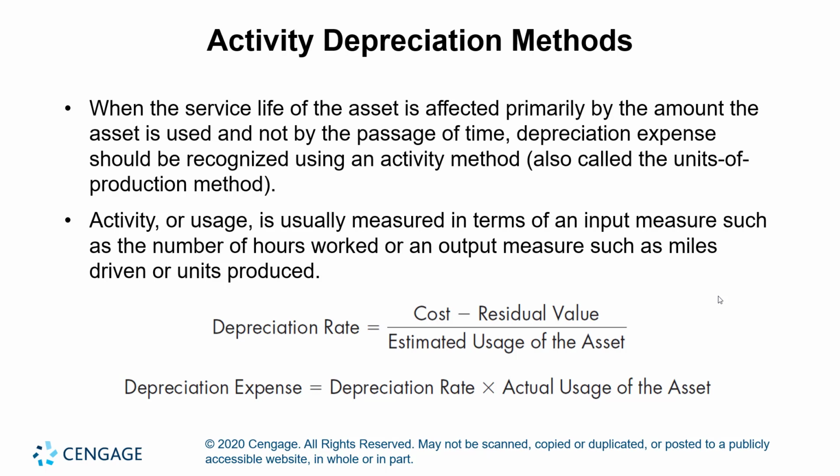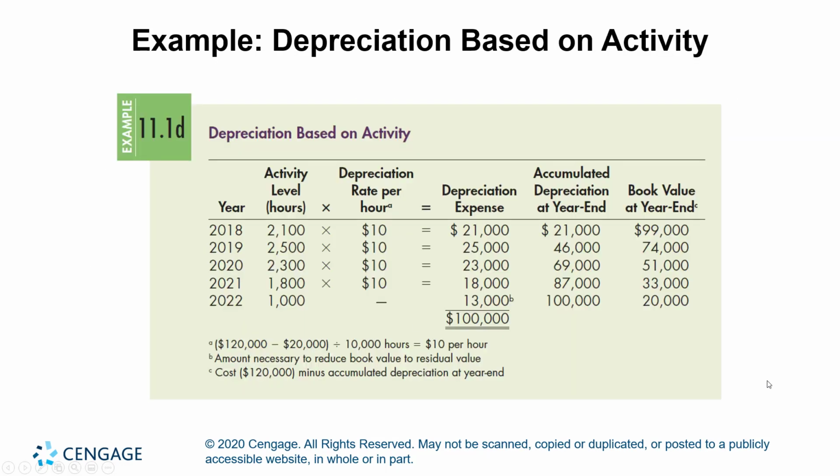So let's see that. In this example, they had told us that there were 10,000 hours, and we are still using the 120 minus the residual value of 20, so 100,000 divided by 10,000 hours means this depreciates at $10 per hour. Then they told us in 2018, it's 2,100 hours. Multiply that by the $10 per hour, and you get depreciation expense of 21,000 and the book value of 99.